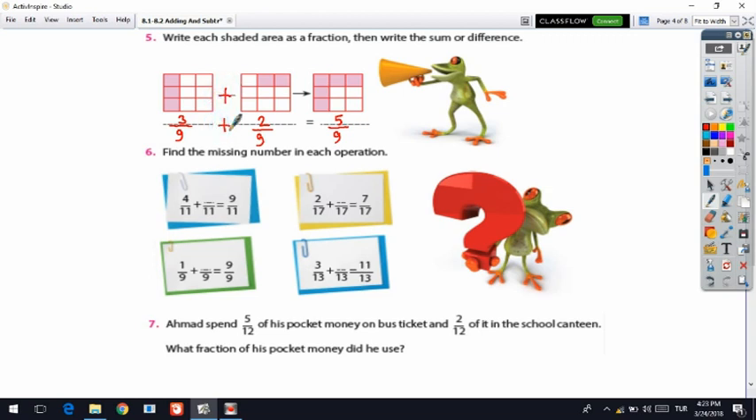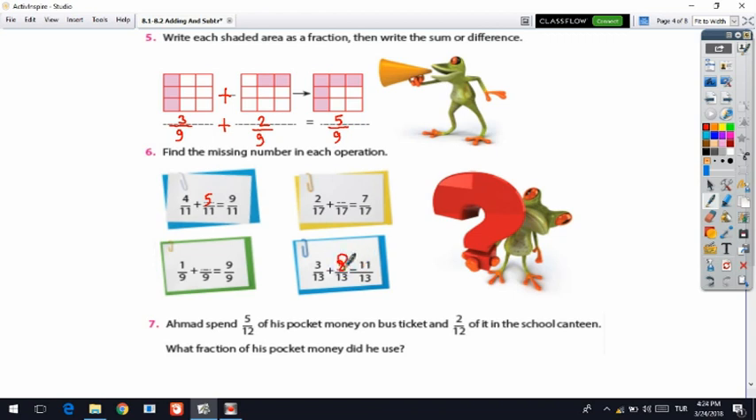Okay, find the missing number in each operation. So we have 4 over 11, the denominator is 11, the denominator doesn't change, so the result is just 9. How can we get 9 from 4 by adding? You just have to put 5. Okay, one more example here. 13, 13, 13. There is something we don't know yet. So the result is 11. So what number do you need to get 11? 8.